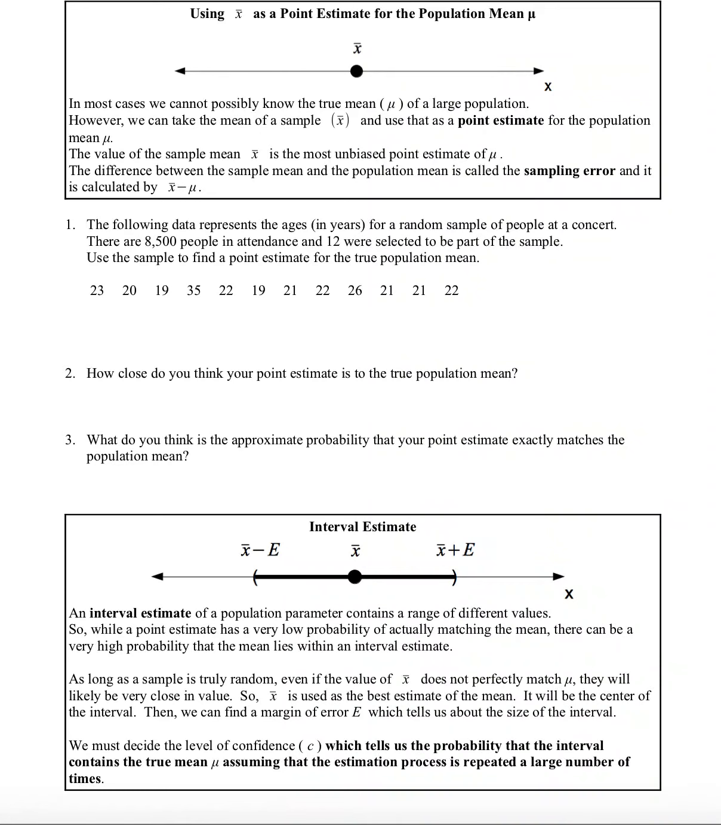A common theme of statistics is that we can often never know the true mean of a large population. However, as we've seen, we can take a sample, find the mean of that, and use it as the best estimate for the population mean. The difference between the sample mean and the population mean is often never known, but it is called the sampling error. It's calculated by subtracting the sample mean minus the population mean.